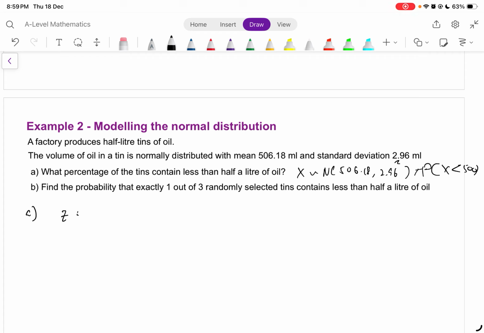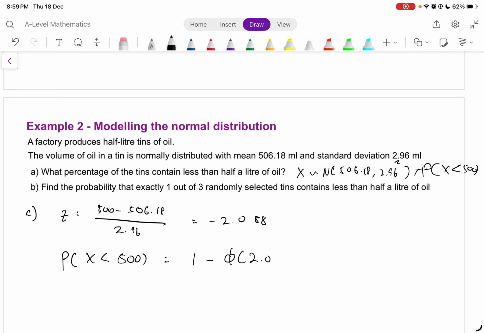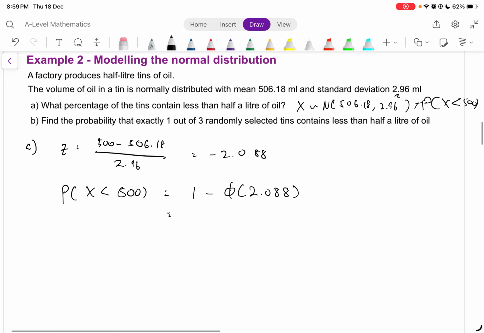So z is literally equals to 我们的500减去506.18除以2.96. So that results into negative 2.088. So P is x lower than 500. 这里我们要做的是1 minus 我们的 phi of 2.088. Or 5, actually not gamma, it's phi. 然后就是得到的是1减0.9816, which is the same as 0.0184.